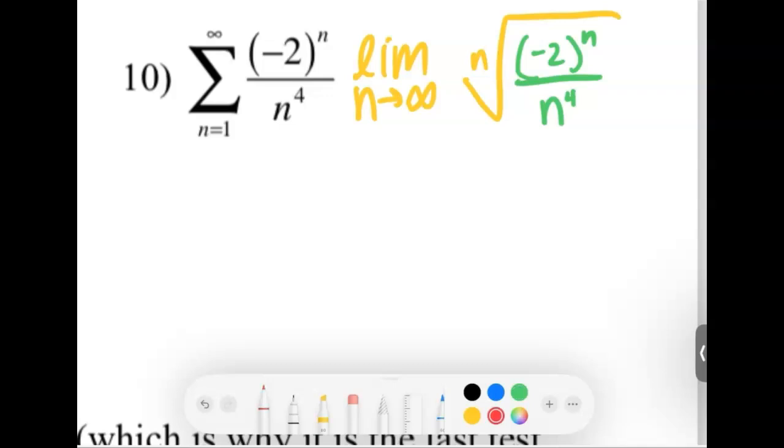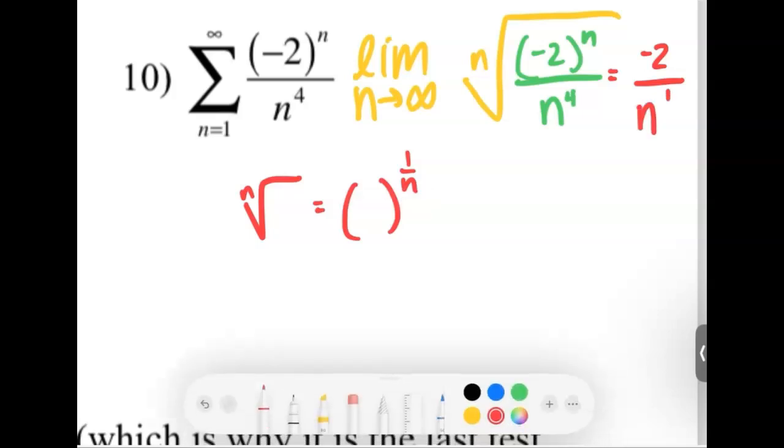What this does, this cancels out the numerator's n, but remember, the root n is the same as something to the 1 over n power. So even though this n root didn't cancel anything in the denominator, what we actually have here is n to the 4 over n power.